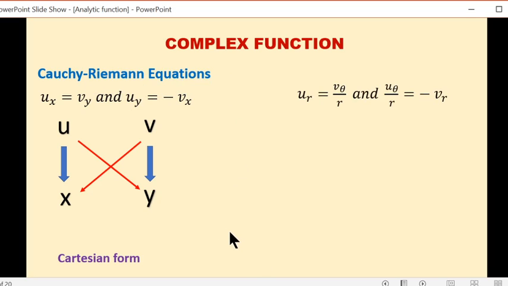Similarly, let us see the Cauchy-Riemann equations in the polar form. In polar form, these are the Cauchy-Riemann equations. Let us see how to remember them. Again, we write u, v and r and theta. Here, for the first condition, differentiate u with respect to r directly, and we get u_r. Differentiate v with respect to theta directly, and we get v_theta. Then u_r and v_theta will be the same.